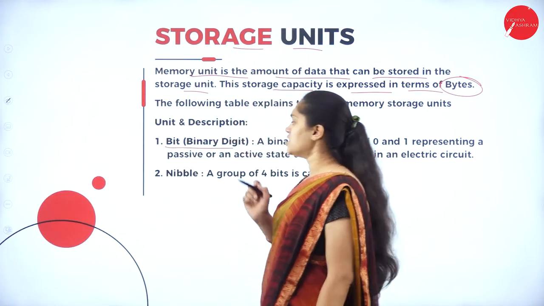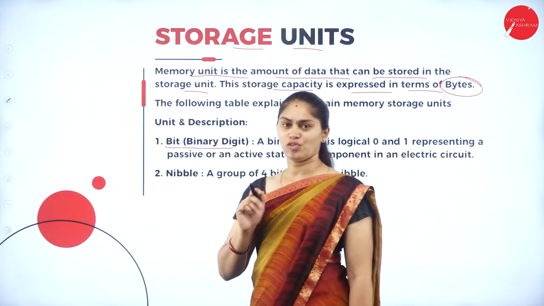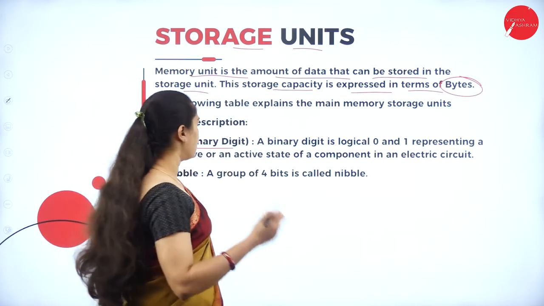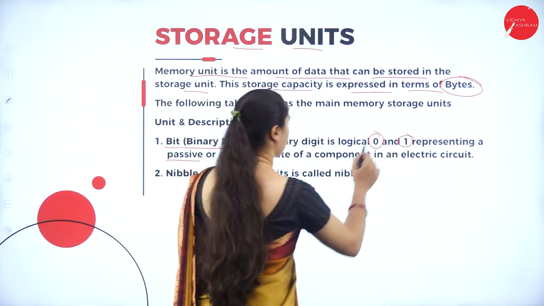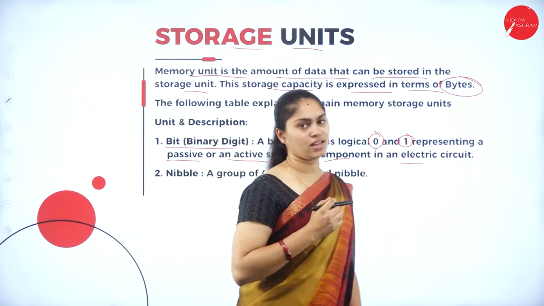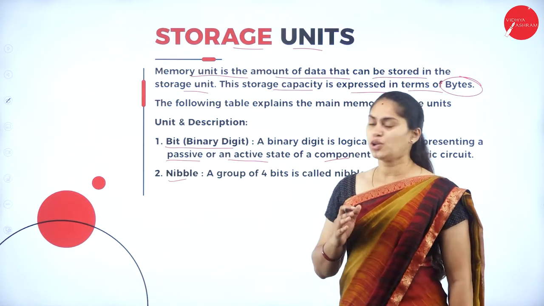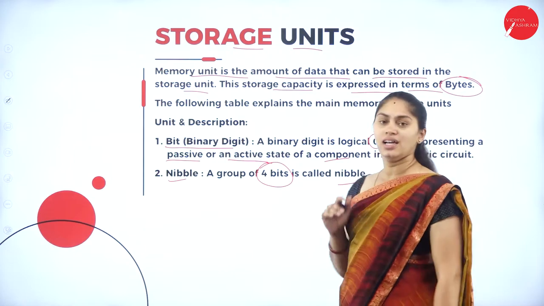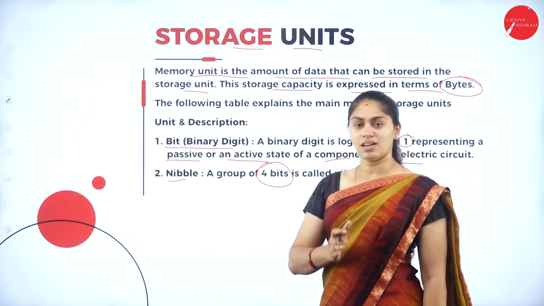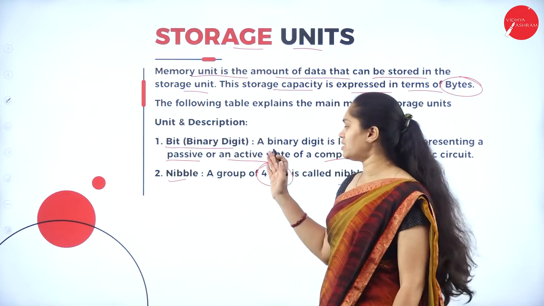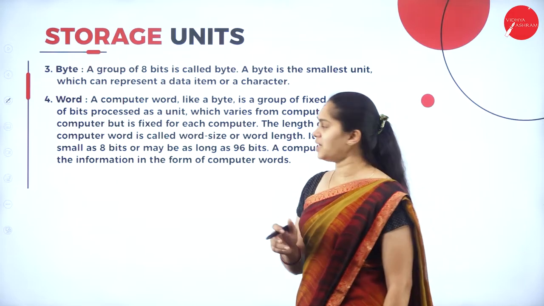In that, first we have the smallest storage unit, which is the bit, also considered a binary digit, which consists of only two values, 0 and 1. If it is 0, that represents the passive state. If it is 1, that represents the active state of a component in an electronic circuit. After the bit, we have a nibble. A collection or group of 4 bits is called a nibble. One bit is either 0 or 1: if it is 0, it is off or passive, and if it is 1, it is active or on. A collection of 4 bits is a nibble. Then a collection of 8 bits is a byte.